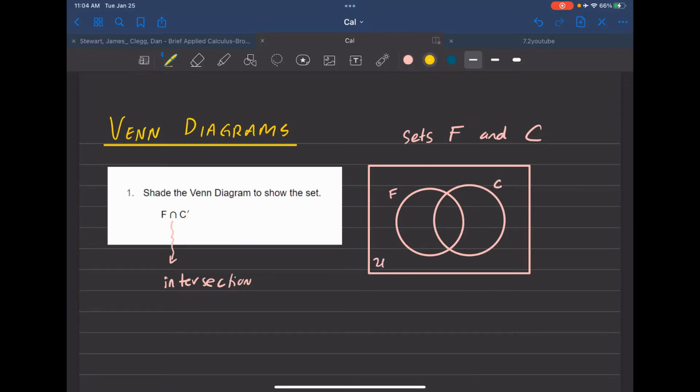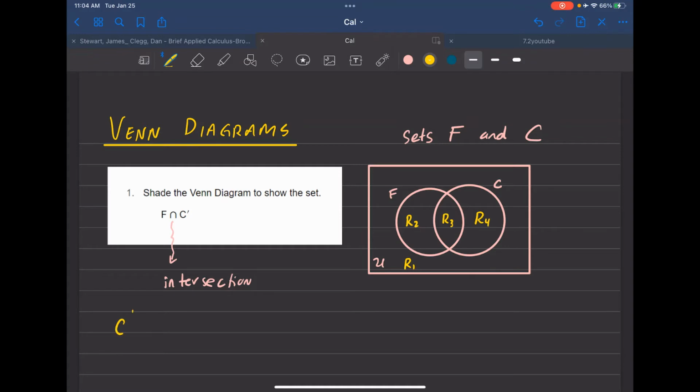Now, I'm going to label each portion as a region. So U would represent R1, and just this part of F would represent R2, for region 2. The intersection, I'm going to label as R3, and this portion of C, we're going to label as region 4. And now it's much easier to work with because you can just label each set as a specific region. So we're intersecting F with C prime.